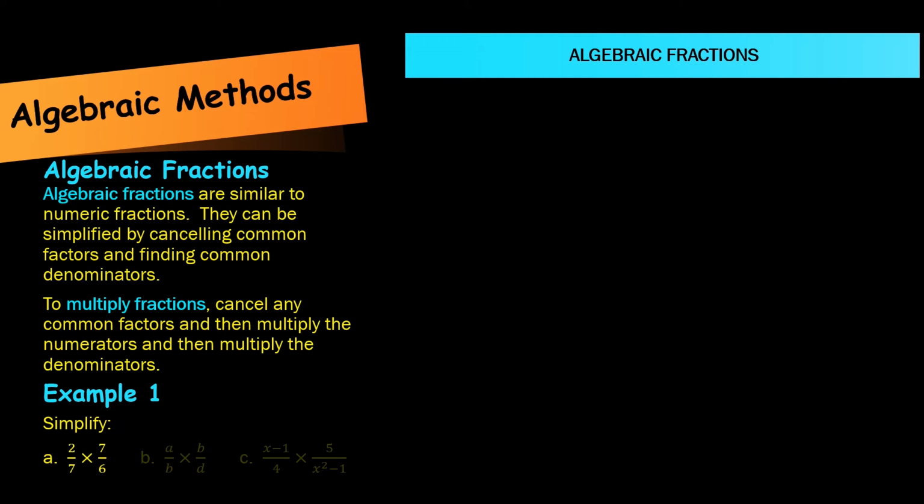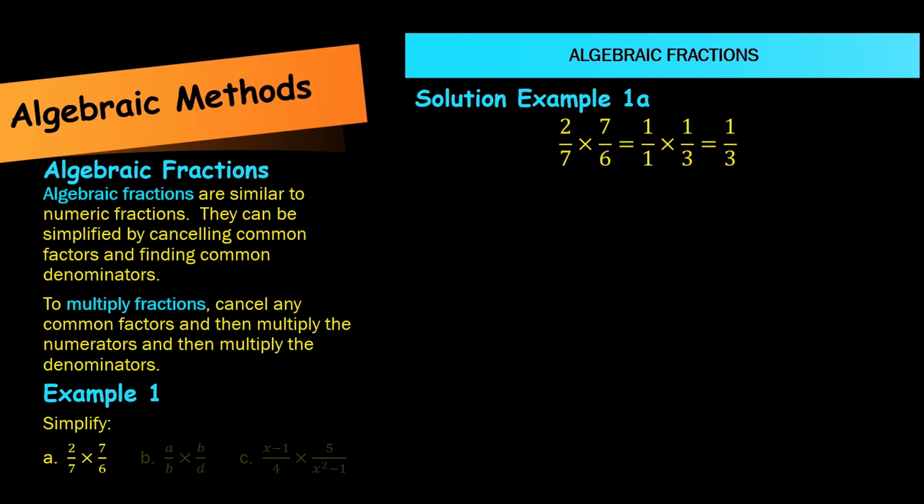So let's solve part A first. We are required to simplify 2 over 7 times 7 over 6. So let's solve this. This can be rewritten by cancelling the 7's as shown and by cancelling the 2 and the 6 to 1 and 3 as shown. And then multiplying gives 1 times 1 is 1 over 1 times 3 is 3.